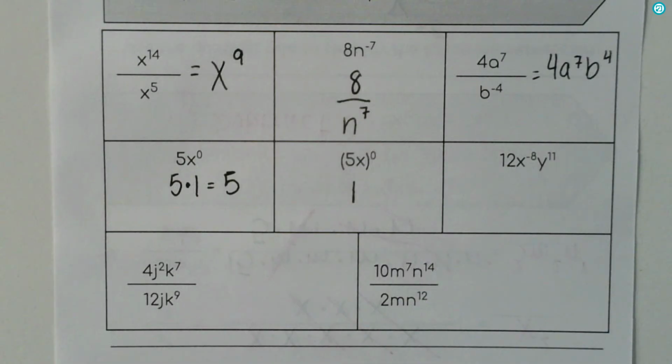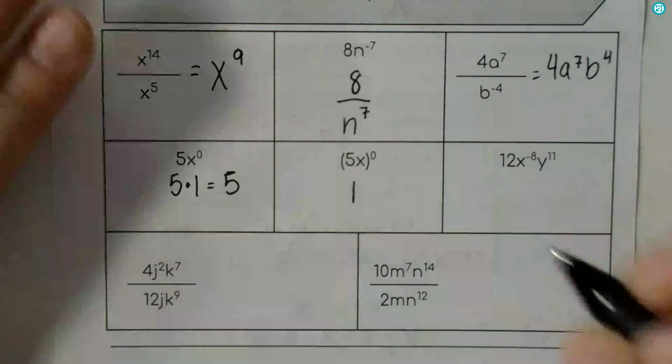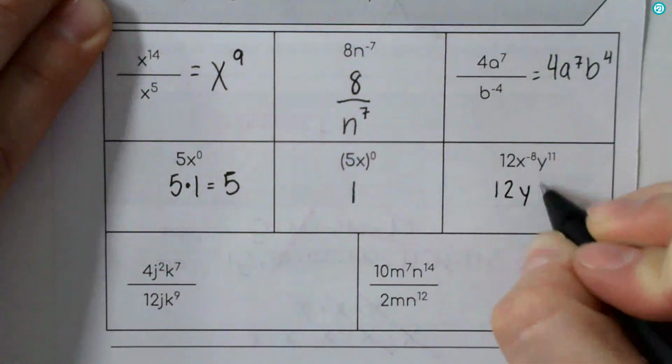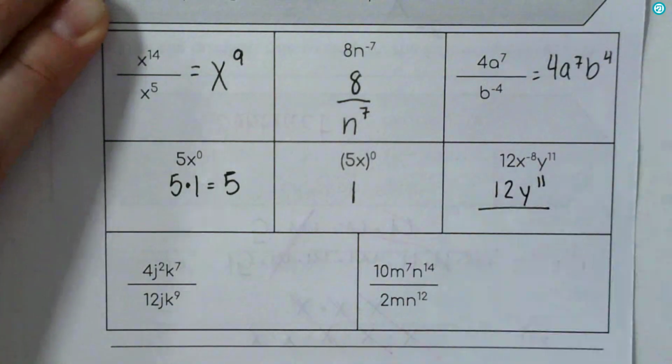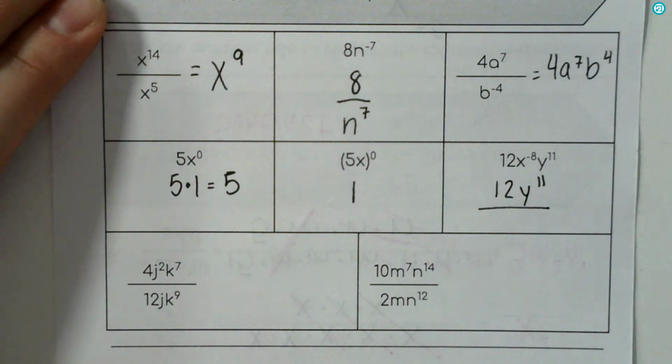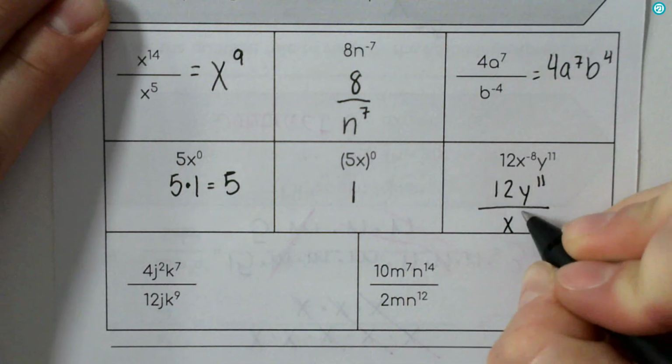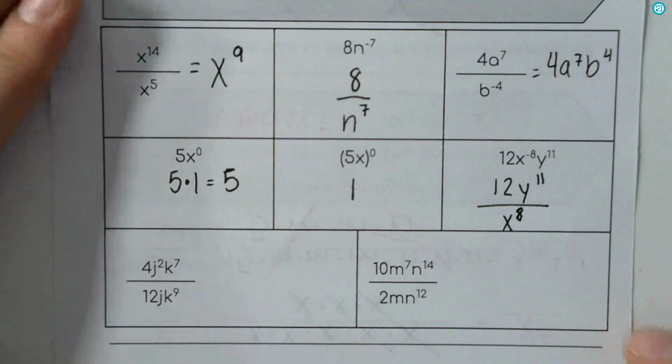My next one, I have 12x to the negative 8th, y to the 11th. Only thing I need to move is my negative exponent, and then it goes with its base. So the 12 and the y to the 11th can stay on top. And then x to the negative 8th can move to the bottom and become x to the positive 8th.